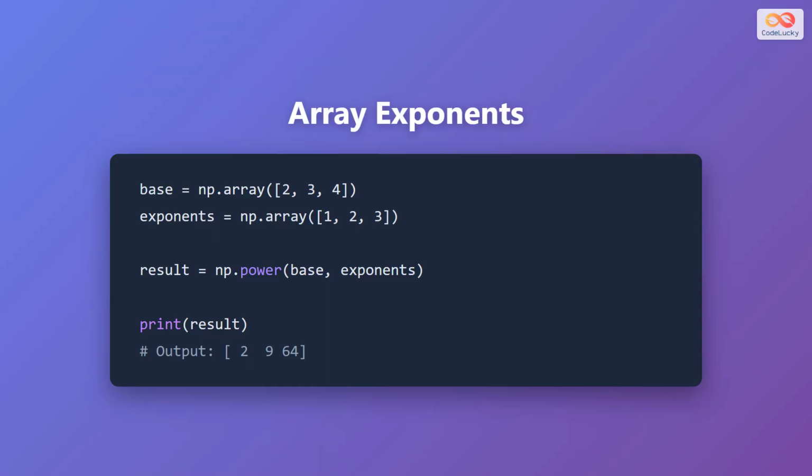You can also use arrays as exponents. Here, we have a base array with 2, 3, and 4, and an exponents array with 1, 2, and 3. np.power pairs each base with its corresponding exponent. The result is 2 to the power 1 equals 2, 3 to the power 2 equals 9, and 4 to the power 3 equals 64.